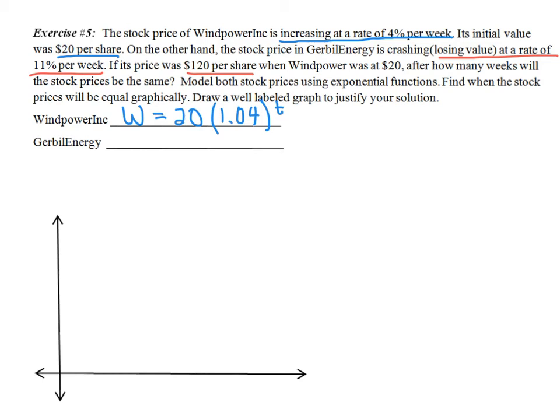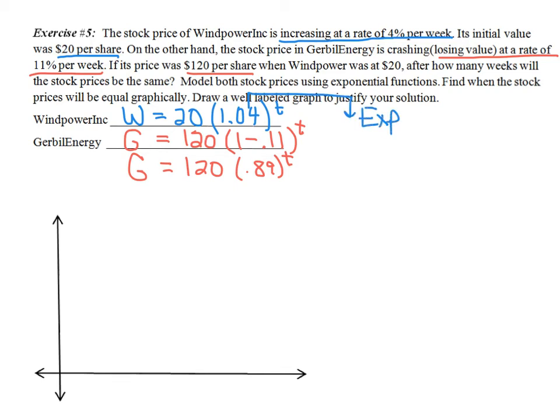So let's write the equation for Gerbil Energy also. Gerbil Energy is starting at $120, but because its rate is decreasing, we're going to say 1 minus 11%, so 11% gives me 0.11, to the t. Now I'm going to simplify that equation by doing the subtraction. So Gerbil Energy's equation will be 120 multiplied by 0.89 raised to the t. Now, hopefully you are recognizing that because 1.04 is above 1, Wind Power is an exponential growth problem.